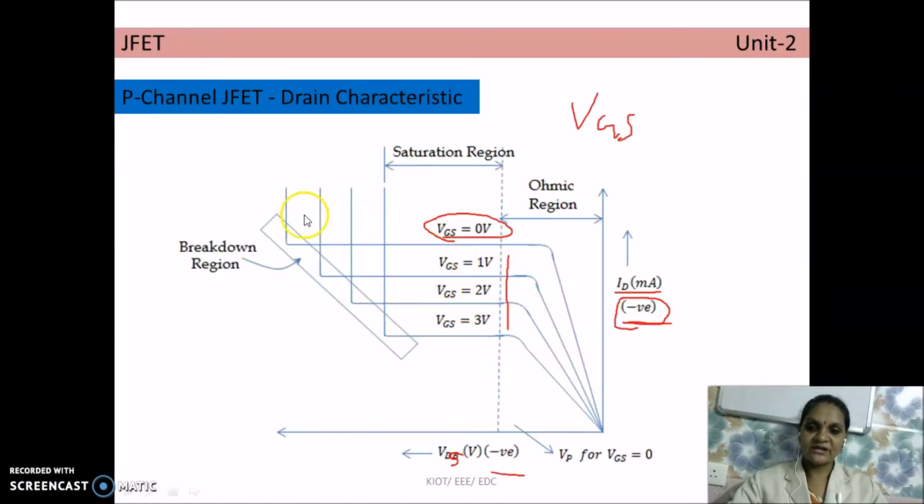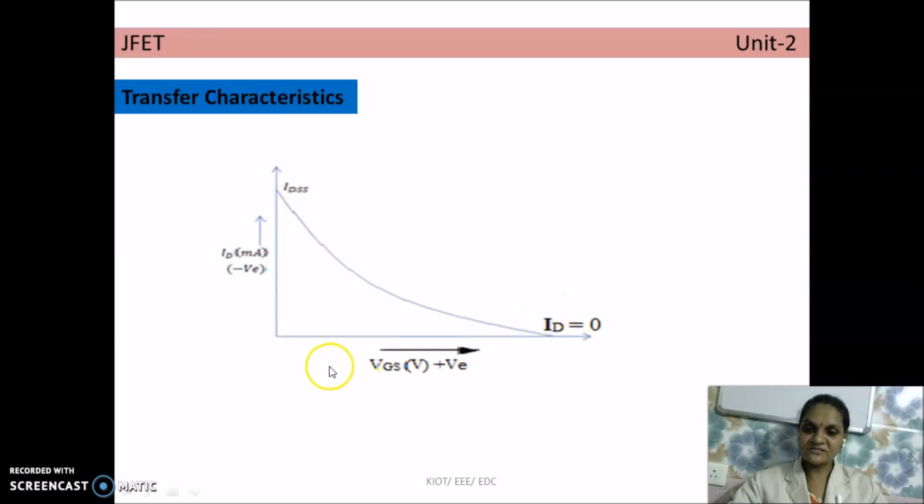That's why the nature of the characteristics is very similar. And next, the transfer characteristics: here VGS is positive and ID is negative, so this has to be plotted in the second quadrant.